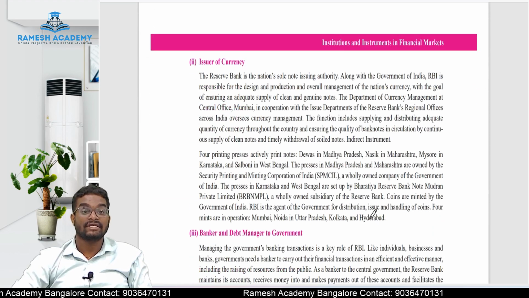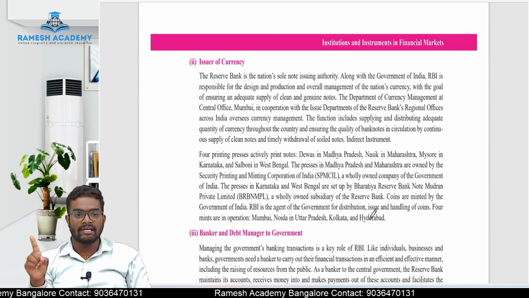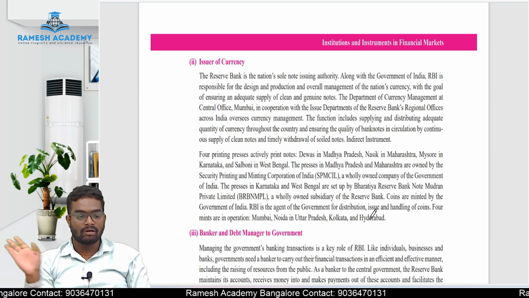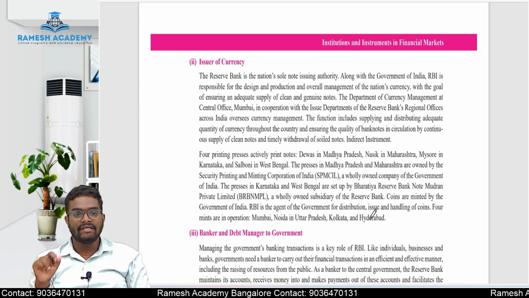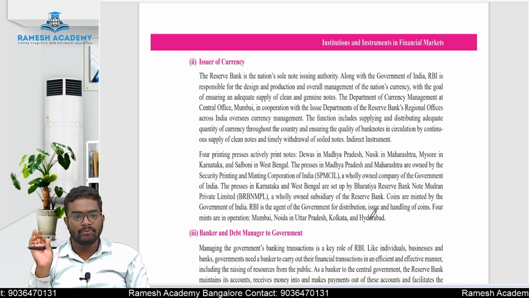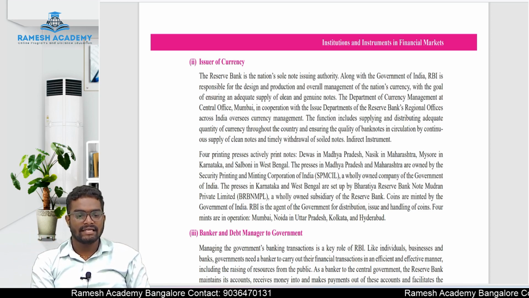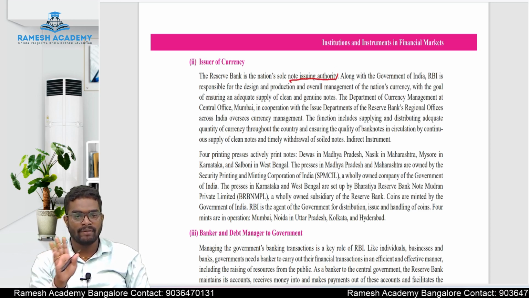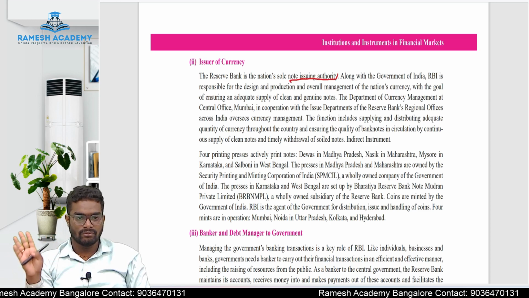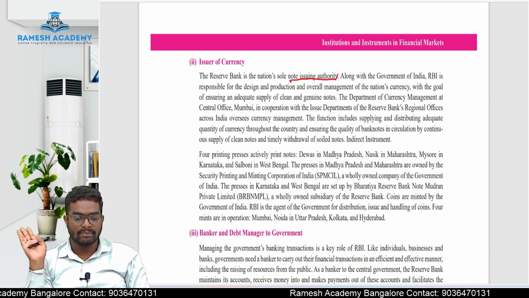So the first function is monetary policy. Next, it is an issuer of currency. Every currency note in India should be issued by the RBI. RBI is the nation's sole note issuing authority. No other authority of the government or agency is allowed to issue currency notes except RBI.